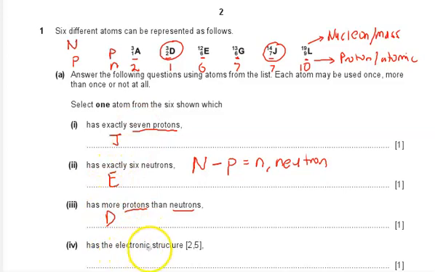Next, has an electronic structure of 2,5. For the electronic structure, we have to look at the proton number. For an atom, the proton number equals the electron number. The total here should be 7, so we just have to look at the proton number which is 7. Here you have only one answer, which is J. Okay, let us scroll down.